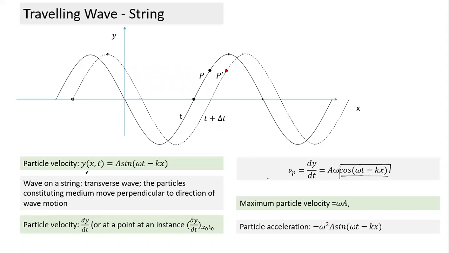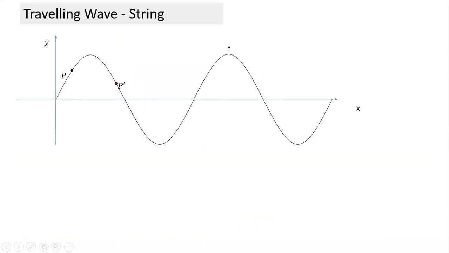Okay. And what is particle acceleration? As the particle is moving, velocity is changing. Same SHM principle. If we differentiate again, we get this expression, which is equal to minus omega square a sine of omega t minus kx. So what is the maximum acceleration? Minus omega square a. When is the acceleration maximum? At this point you have maximum acceleration. This is a sine function, so when is the sine value maximum? When the angle is equal to either pi by 2 or 3 pi by 2. So this is the maximum acceleration. Okay.